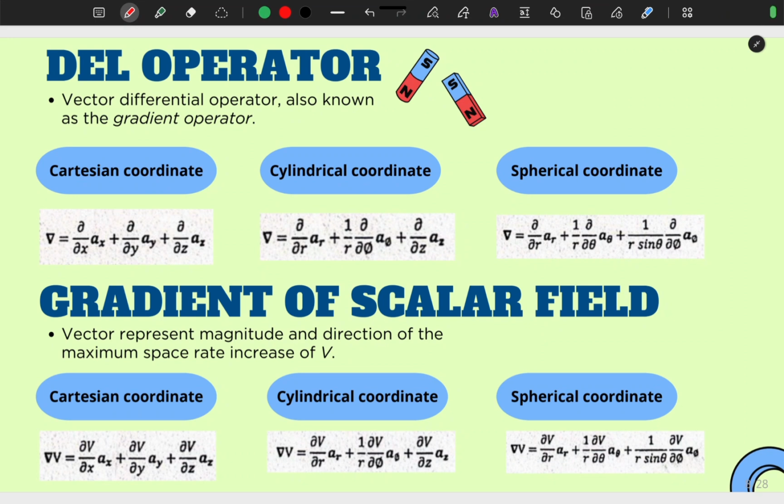The del operator, written as inverted triangle, is the vector differential operator. This is the equation in Cartesian coordinates. The vector differential operator, otherwise known as the gradient operator, is not a vector in itself, but when it operates on a scalar function or a vector, the operator is useful in defining the gradient of scalar, the divergence of a vector, the curl of a vector, and the Laplacian of a scalar.